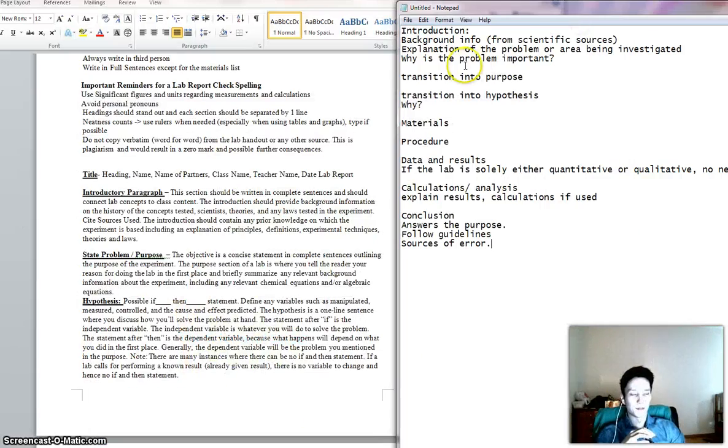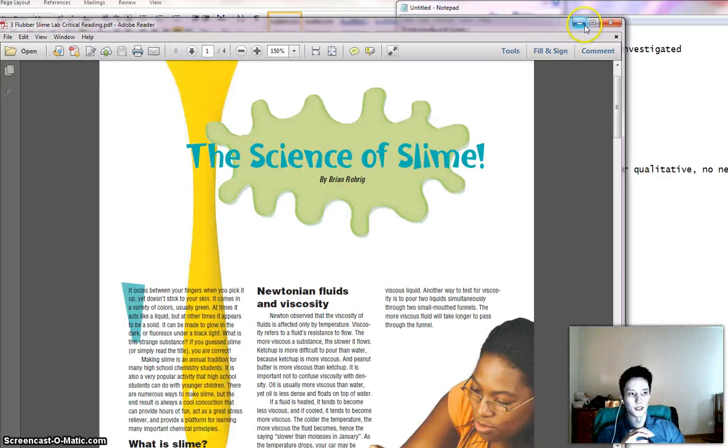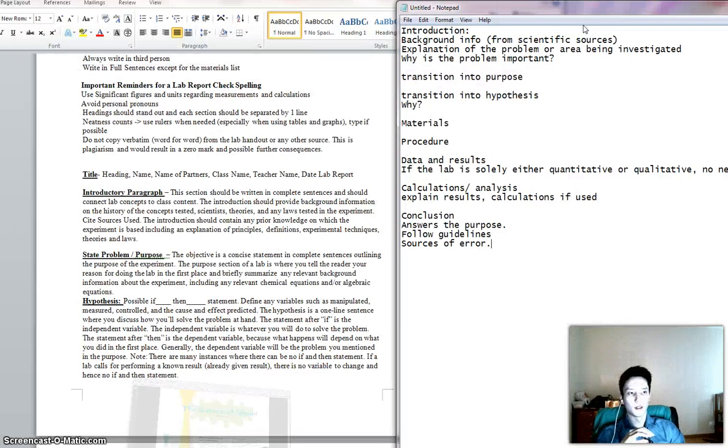And for this lab, you are required to do two sources. You can do more if you want, but two. And one of them could be this article over here, which I highly recommend you use. So you do need to do some other research here and there. But slime and polymer is such a widely talked about topic that I don't think you'll have problems with that. But background information from the scientific sources.